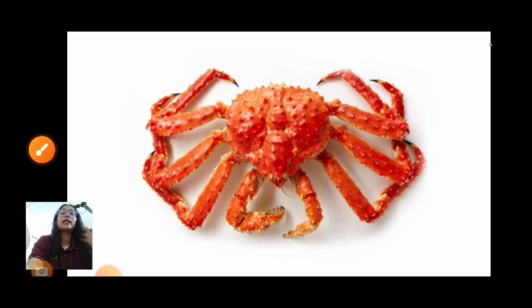This is Limulus, which is the living fossil, whose common name is king crab. Is it clear? Then moving on to the last slide.